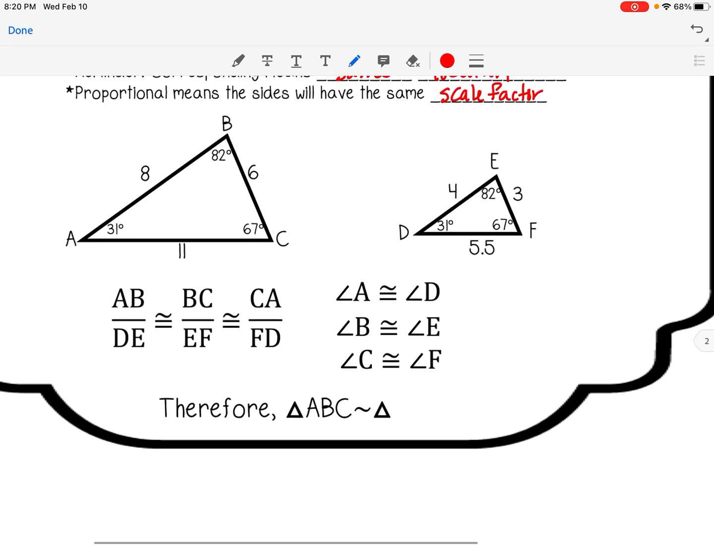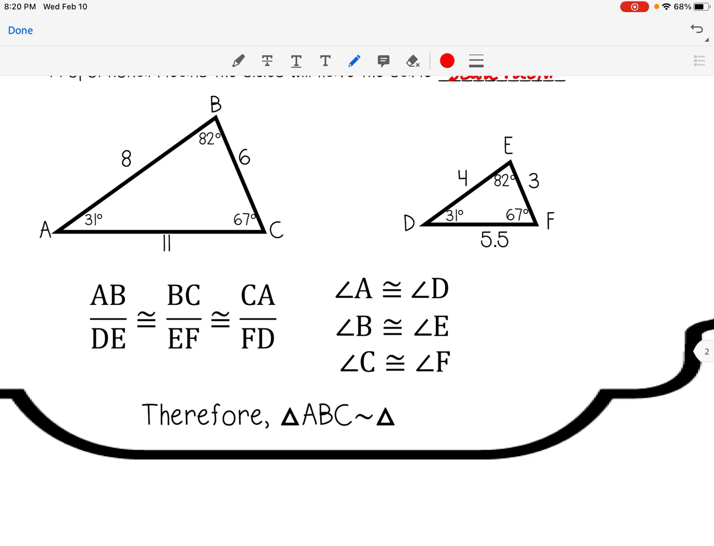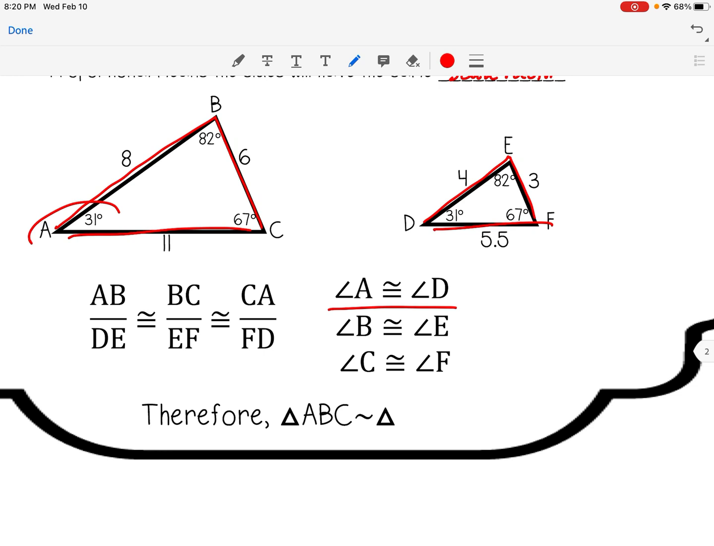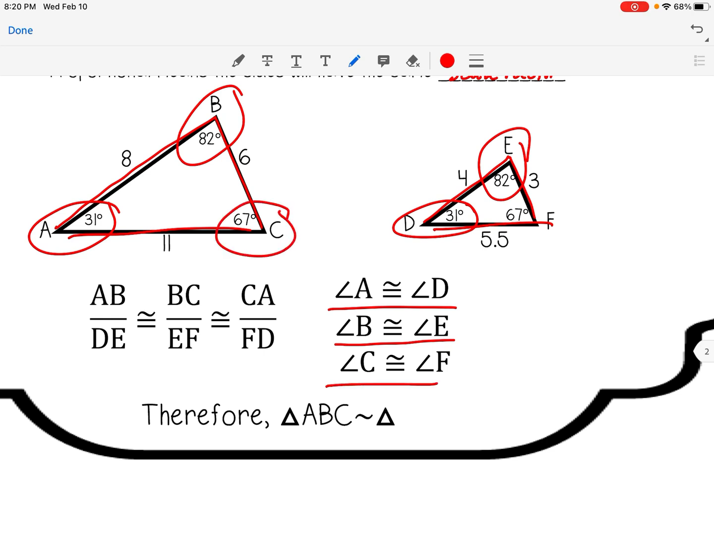As we're looking at these triangles down here, we have the big one on the left, the small one on the right, and we have all the proportions of our sides. So side AB divided by DE is congruent to side BC divided by EF. Those are corresponding. And then CA and FD are also corresponding. We also have listed all of our angles that are corresponding. So A corresponds to D, as we talked about before. B corresponds with E, because those are the same size, and C corresponds with F, because those are the same size.